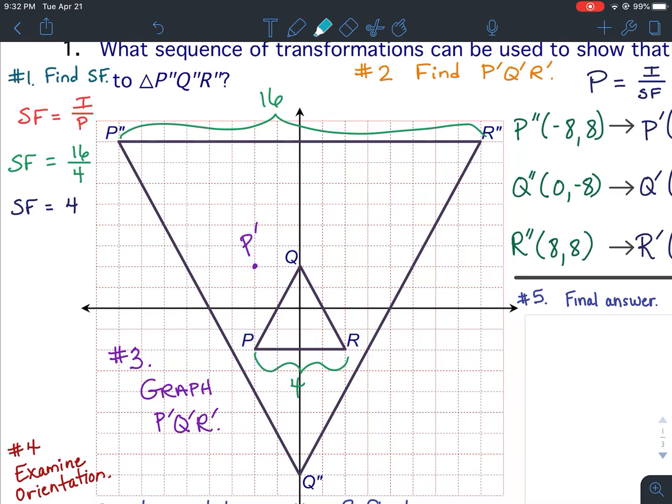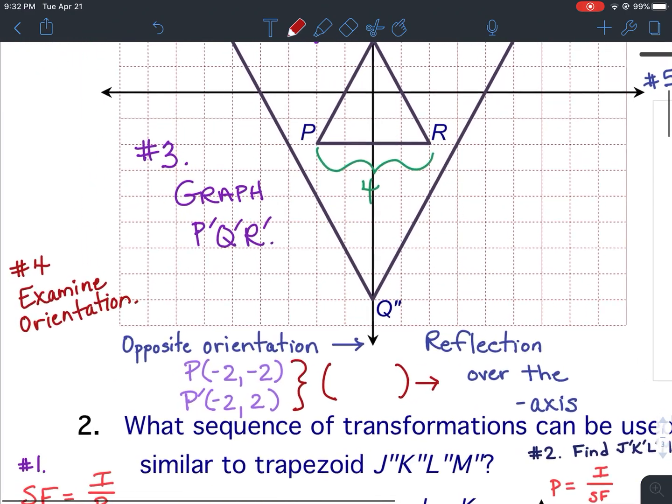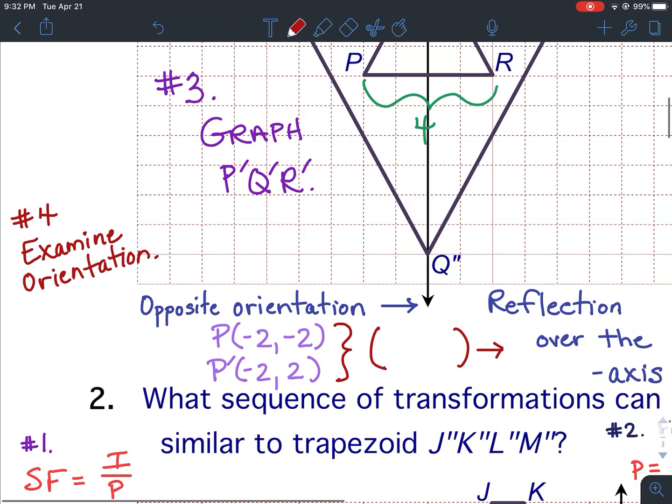And when there's an opposite orientation, that means a reflection has occurred. By knowing that this is an opposite orientation, I know that a reflection has occurred. So if a reflection has occurred, I need to figure out, was that reflection over the x-axis or was it over the y-axis? So go ahead, pause your video and get everything written down here that I have written down.